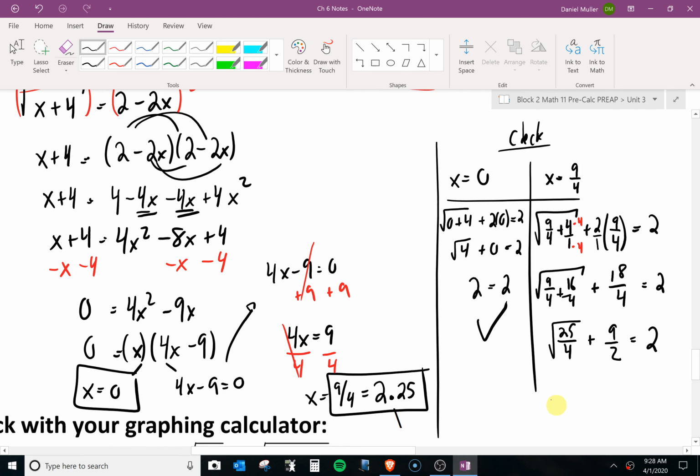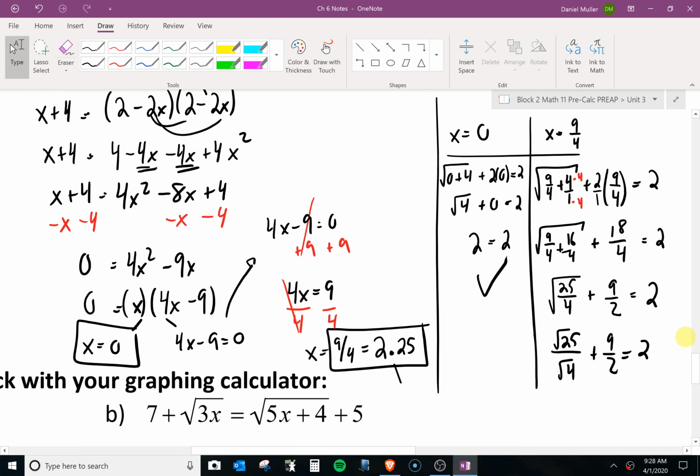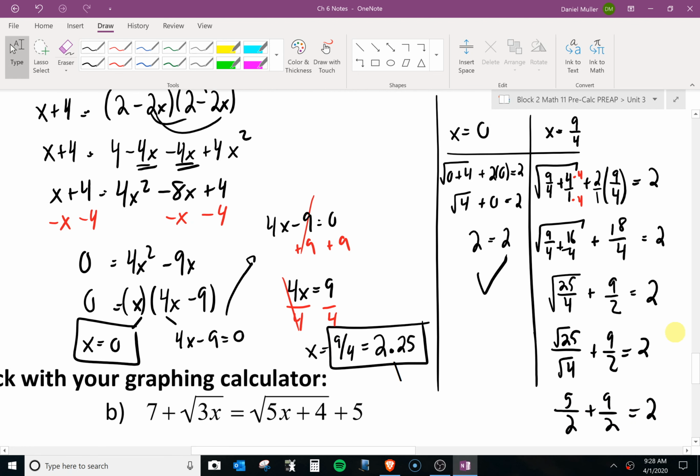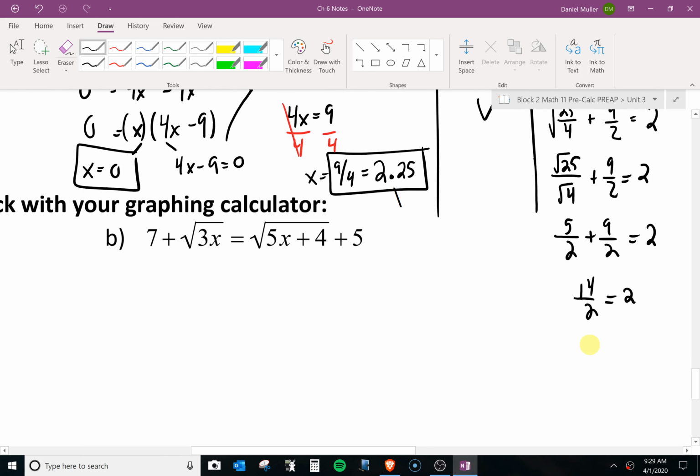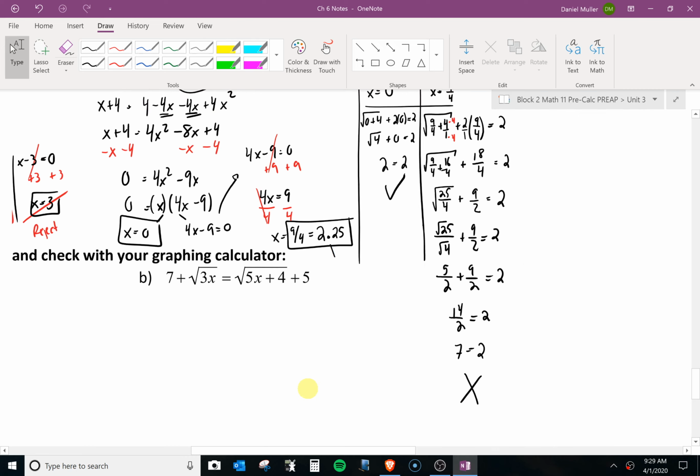And this is that one that we learned about before. You can split these up into two separate radicals. So square root of 25 and the square root of 4. So that leaves me 5 over 2 plus 9 over 2 is equal to 2. And these already have common denominators. So 9 plus 5 is 14 all over 2. And 14 over 2 is 7. Wow, that just boils down to 7, which is not even right. So how does that work?